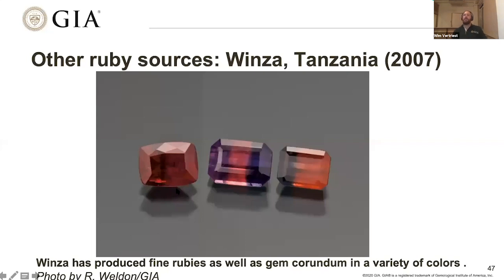But Windsor is also known for its bicolor and tricolor gems. Windsor is one of the few deposits in the world that produce gem quality material that combines blue sapphire and red ruby in one stone. And these are still highly desired and highly recognizable by connoisseurs as typical for Windsor, Tanzania.